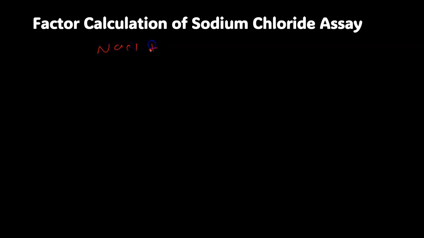sodium chloride reacts with silver nitrate and it forms a precipitate of silver chloride plus sodium nitrate. So this reaction is naturally balanced. It means that there is no need to balance this reaction because it is naturally balanced. You can see sodium is 1, here it is also 1, chloride is 1, chloride is also 1, silver is 1, nitrate is 1 and nitrate is 1 over here. So all the elements are exactly similar on the left and right hand side.